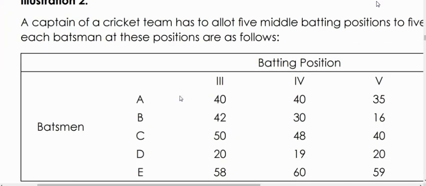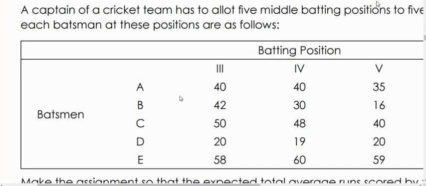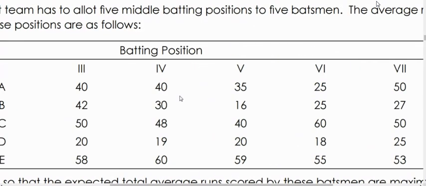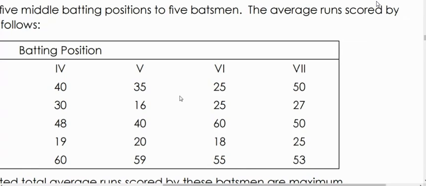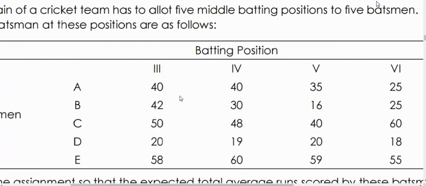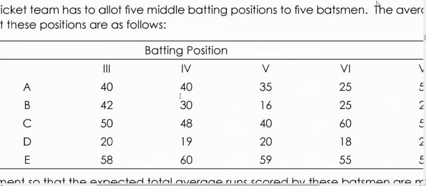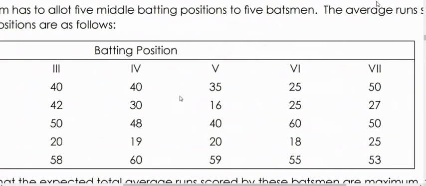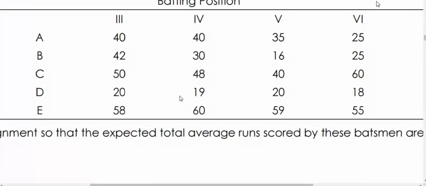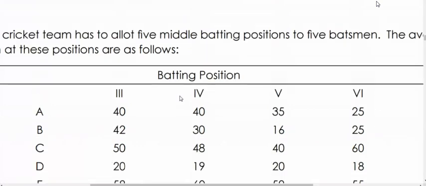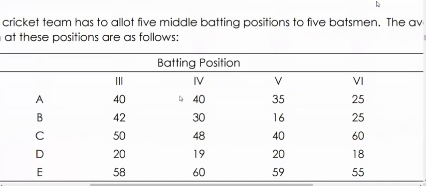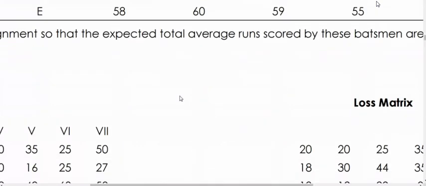Now, there is another question which is being given. Illustration 2. A captain of a cricket team has to allot 5 middle batting positions to 5 batsmen. The average runs scored by the batsmen are being given. So you have 5 rows here and you have 5 columns here. What you are supposed to do is assign which batsman should go at which position when there is a match.